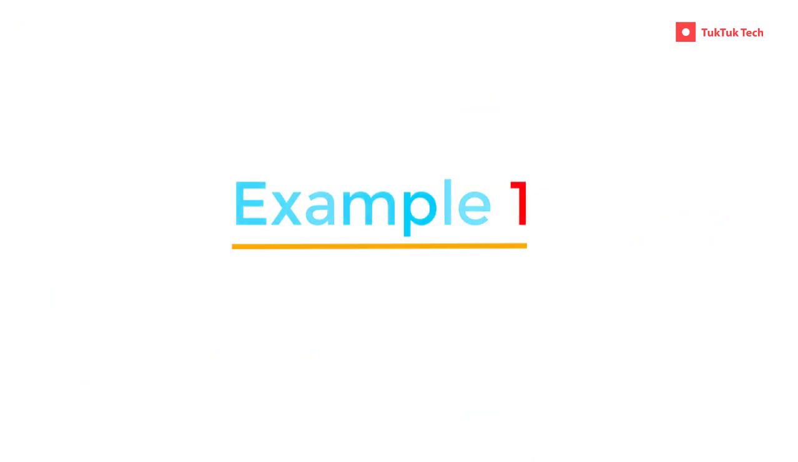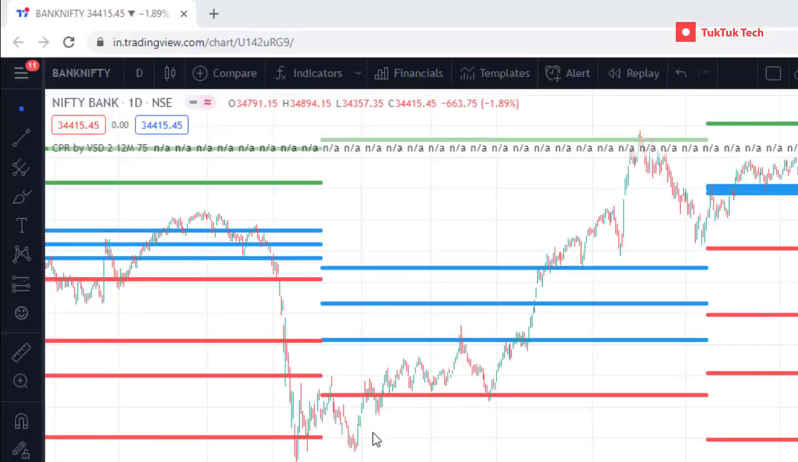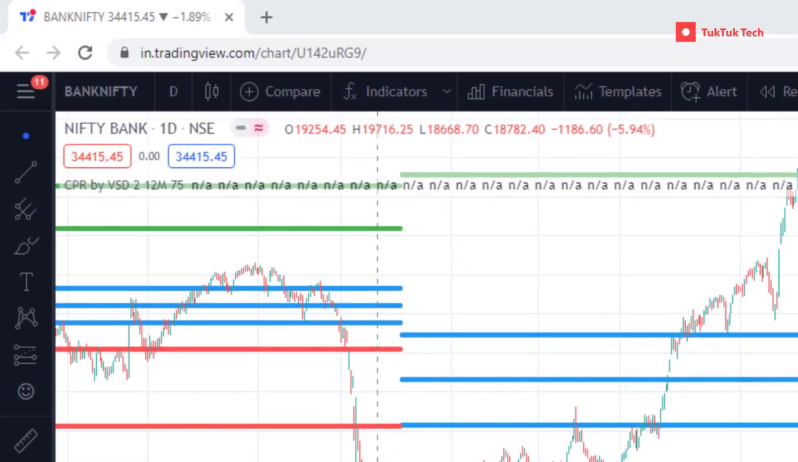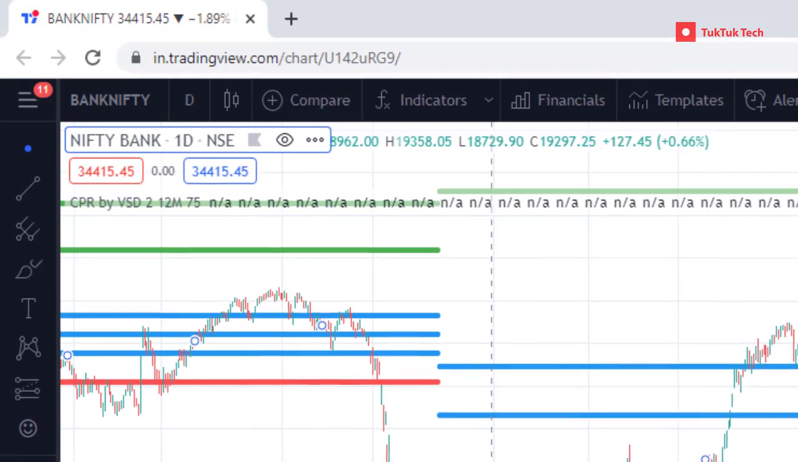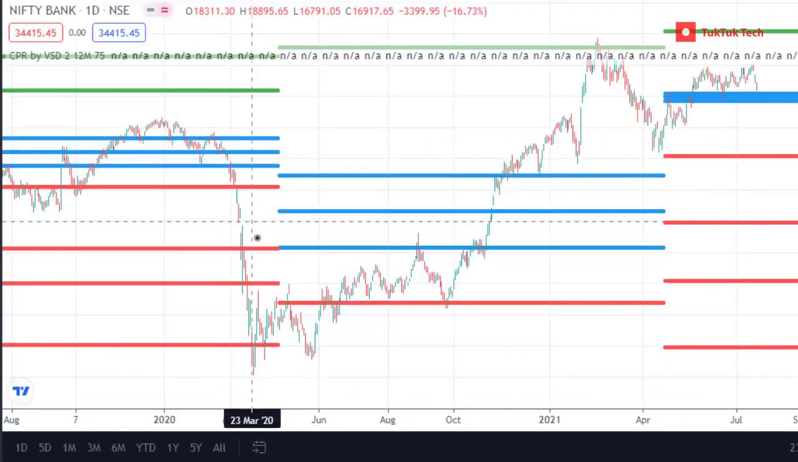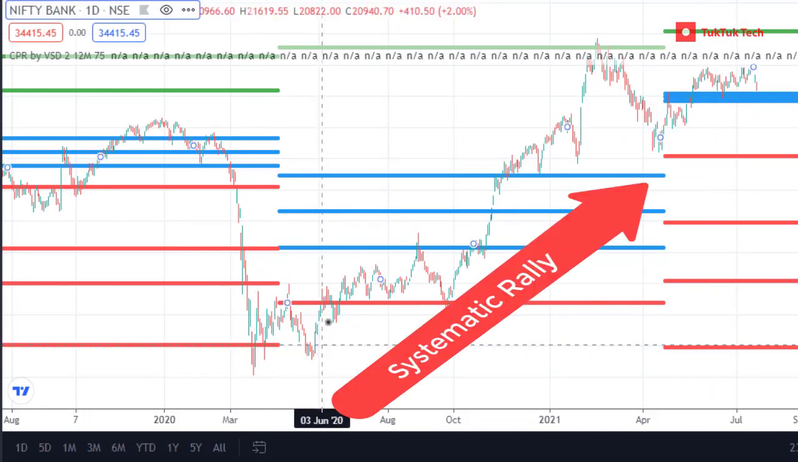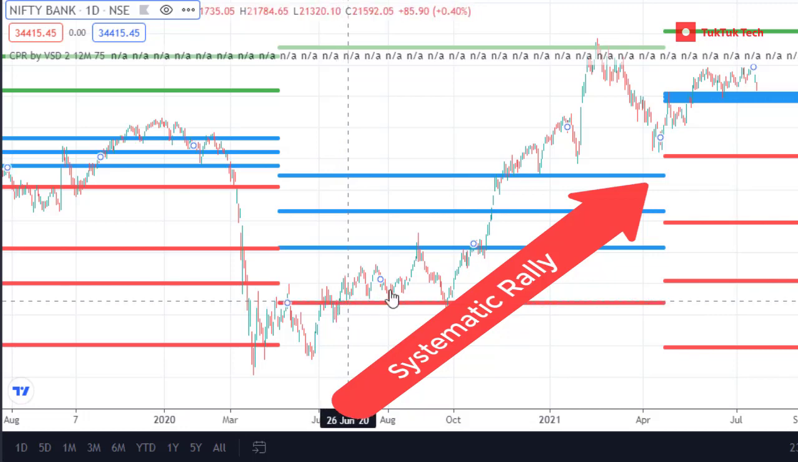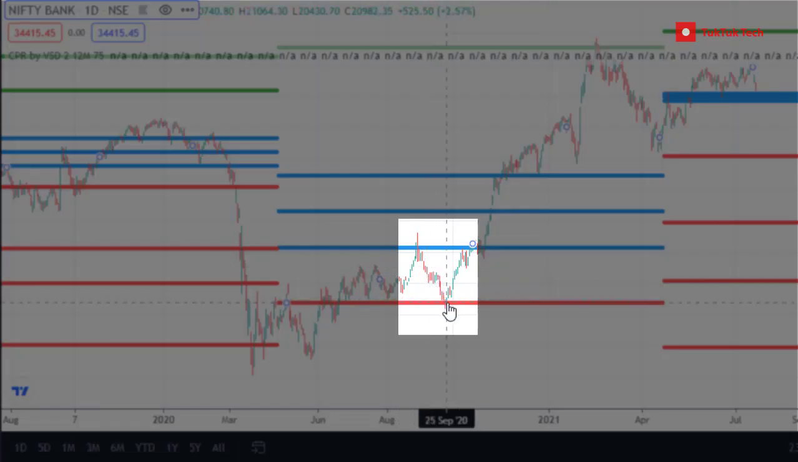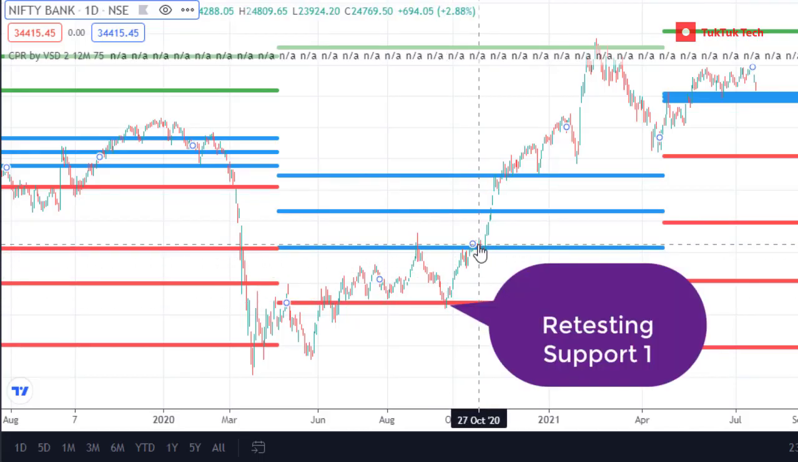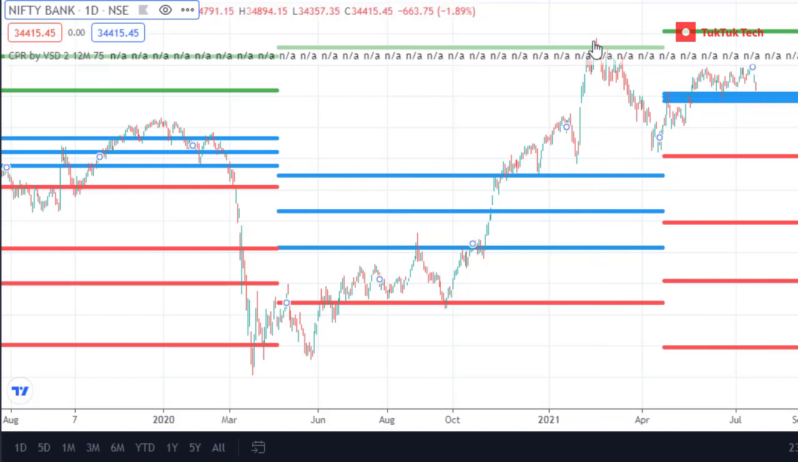Let's check how stocks reacted to yearly pivots. Take a look at the yearly pivot of Bank Nifty. After falling to support 4 level in April 2020, Bank Nifty started to rally in a systematic manner. You can notice that Bank Nifty faced resistance at pivot level in August and fell back to support 1 level. You can notice that the Bank Nifty rally continued to resistance 1 level.